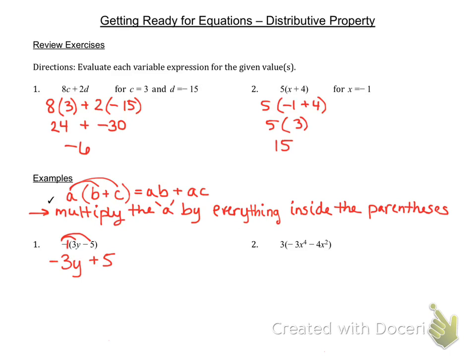Number 2, 3 times the quantity of negative 3x to the 4th minus 4x squared. So I'm going to multiply the 3 by everything inside the parentheses. So 3 times a negative 3x to the 4th is going to be negative 9x to the 4th. And then 3 times a negative 4x squared, well, 3 times a negative 4 is a negative 12. So negative 12x squared.